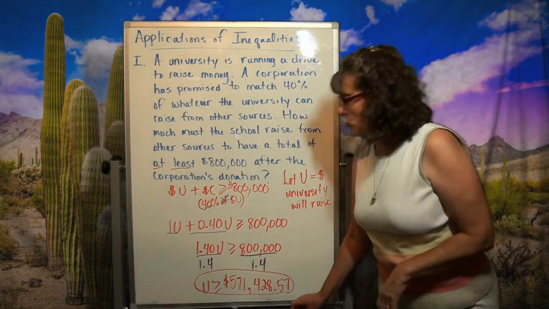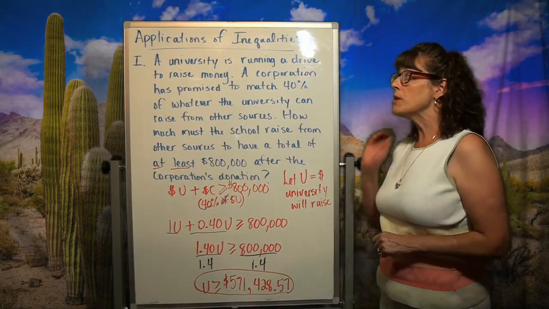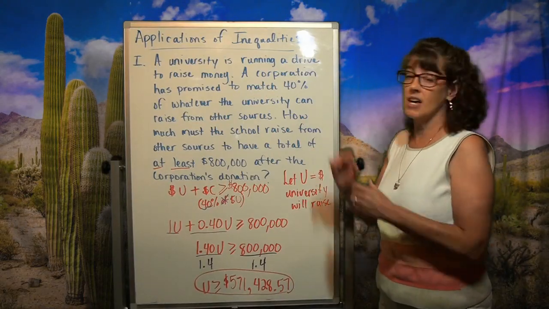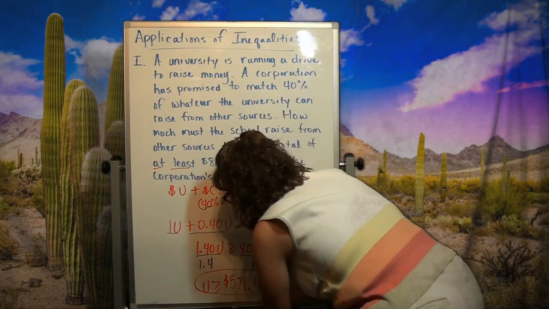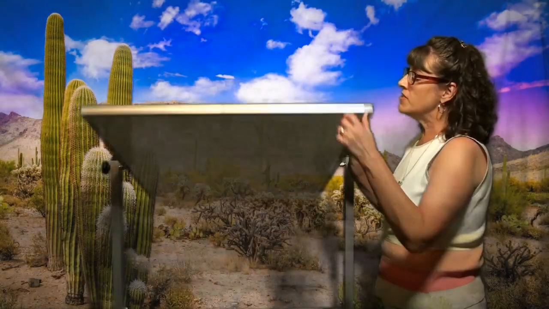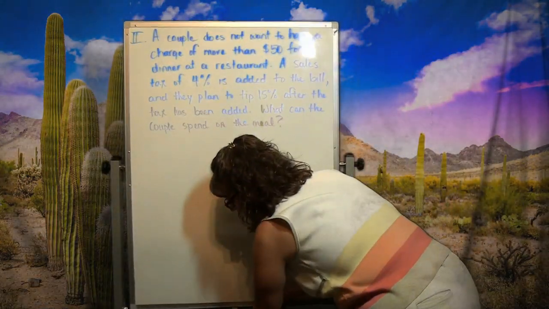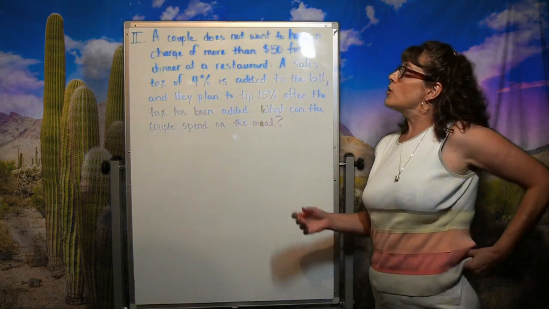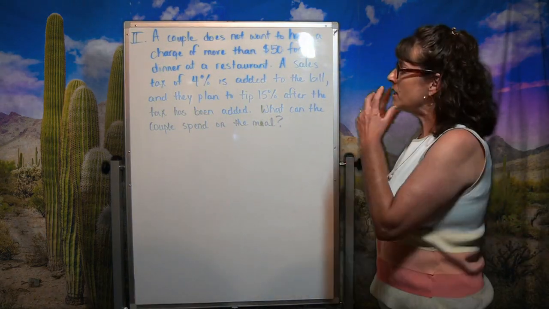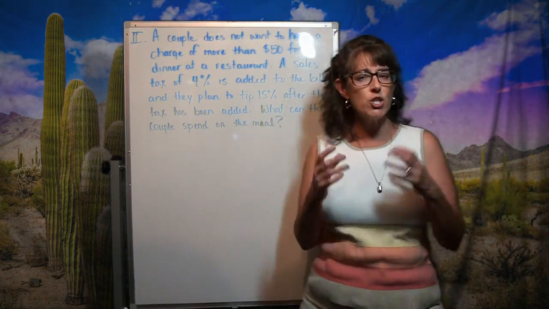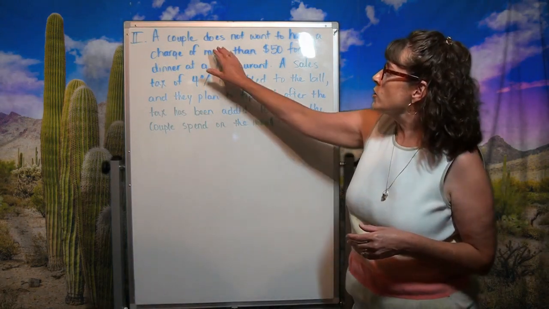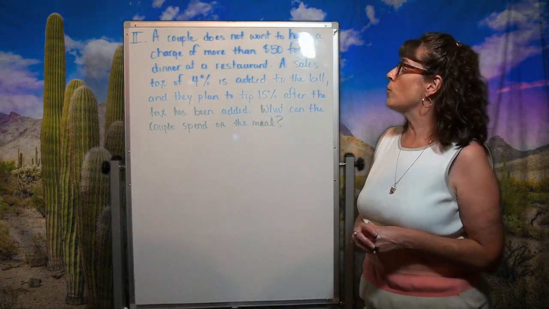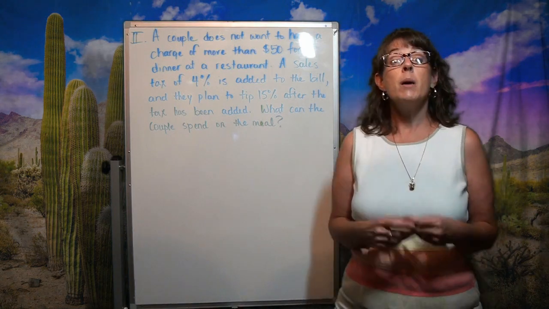Okay. Great application here of the purpose of inequalities. See this kind of stuff all the time. Let's take a look at another application. Now in this one, we've got this couple and it's date night. So they are going to go out to a restaurant. Let's read it in its entirety to figure out what's happening, and then we're just going to slow it down sentence by sentence. So this couple does not want to have a charge of more than $50 for dinner at a restaurant because they're on a budget.